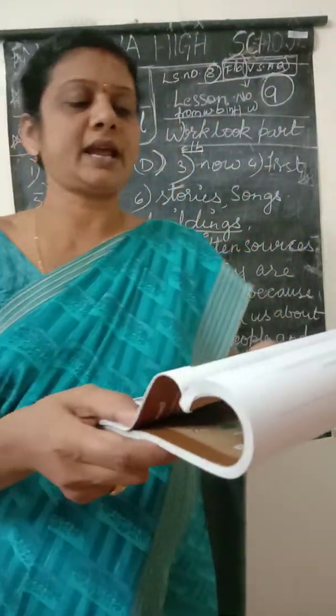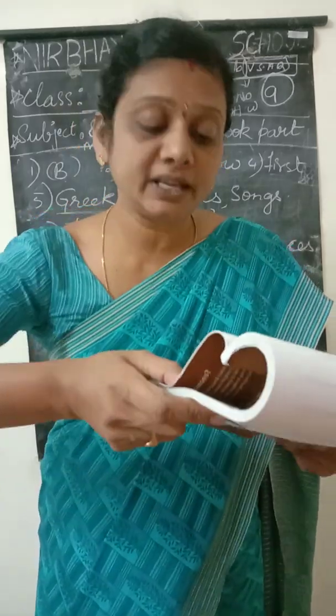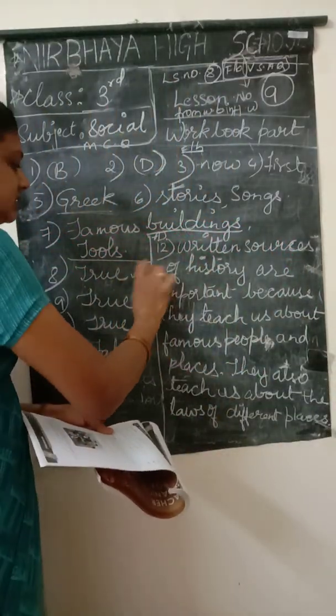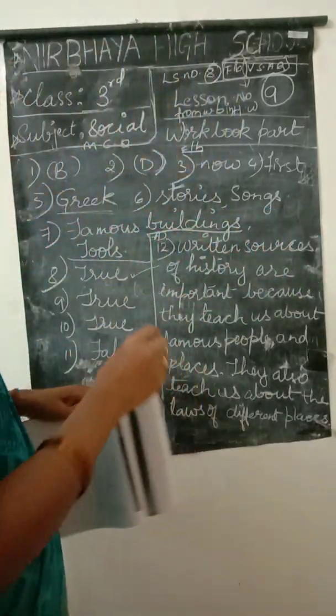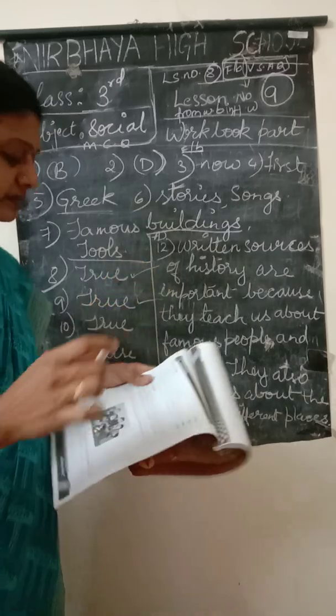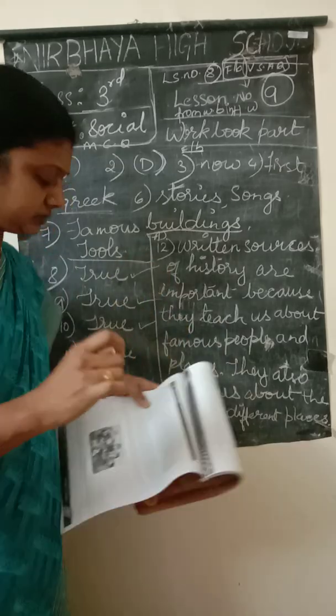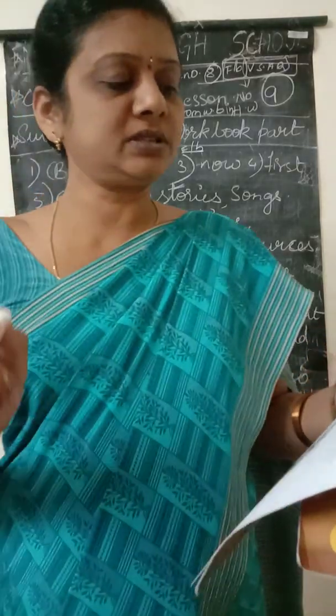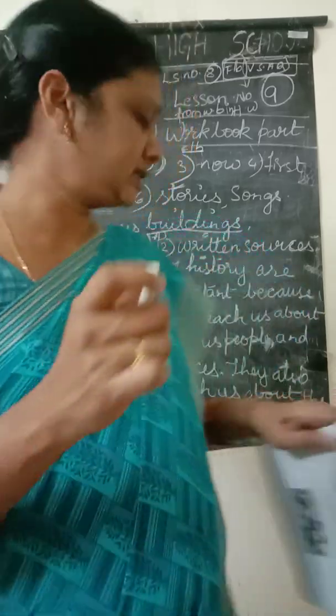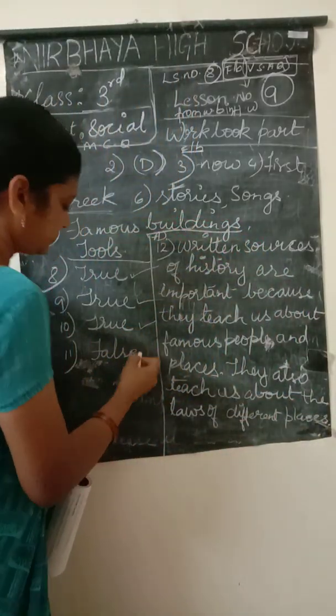It is the eighth one. True or false, children? Jewelry can help us to study our family history. It is true. And oral sources of history are used to learn languages. It is true. And we need to study history to know why events happened in the past. It is true. And history cannot help us learn about the changes in the world. It is false.